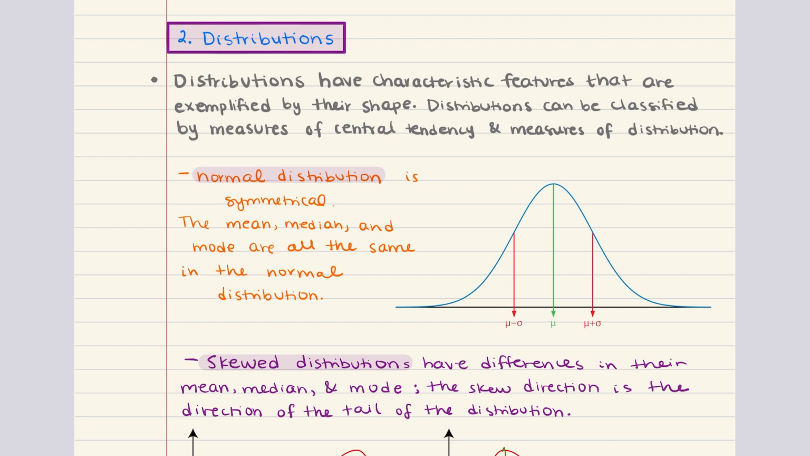Now let's explore the key types of distributions we need to know for the MCAT. Those are normal, skewed, and bimodal. First, we have normal distribution. This is one of the most common and important distributions in statistics. The normal distribution is symmetrical and bell-shaped with the highest point at the center.